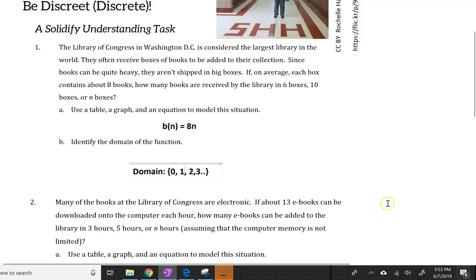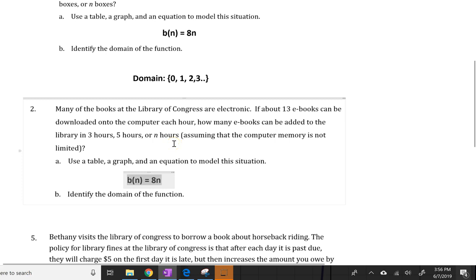Alright, so let's look at scenario number 2. In scenario 2, we're now looking at ebooks, and it says 13 ebooks can be downloaded onto the computer each hour. We want to know how many ebooks can be added to the library in 3 hours, 5 hours, or n hours. So I'm going to start with an equation again. Instead of b of n, I'll use e of n for ebooks. And now n is representing the number of hours instead of the number of boxes. And so it's going to be 13n because we can add 13 ebooks per hour.